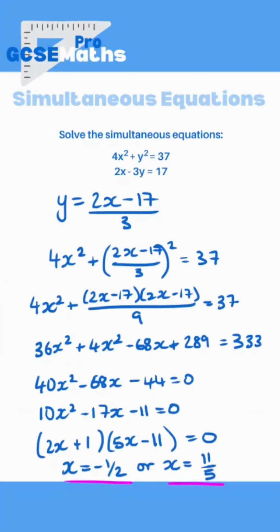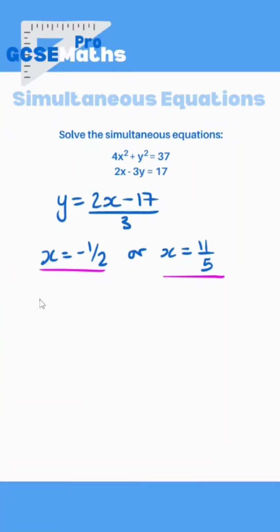So I've got x is minus a half or 11 over 5. Now I'm going to take these two and substitute them back into one of the original equations. Normally I use the linear one because it's easier, but I also use the rearranged version of the linear one. It's still the same equation, but now that I've got x, I want to know what y is. So it would be better to use an equation where y is already the subject.